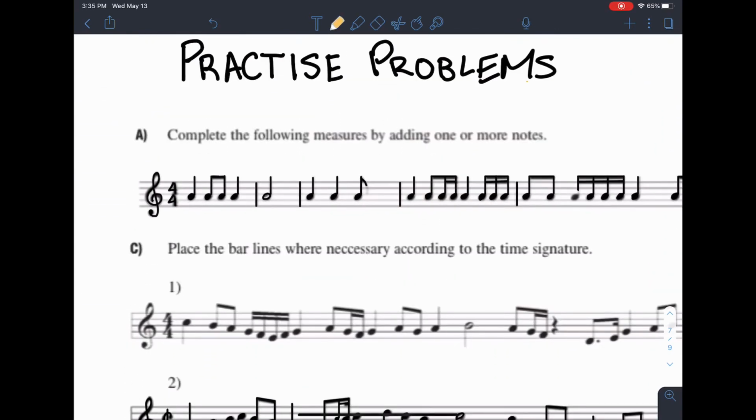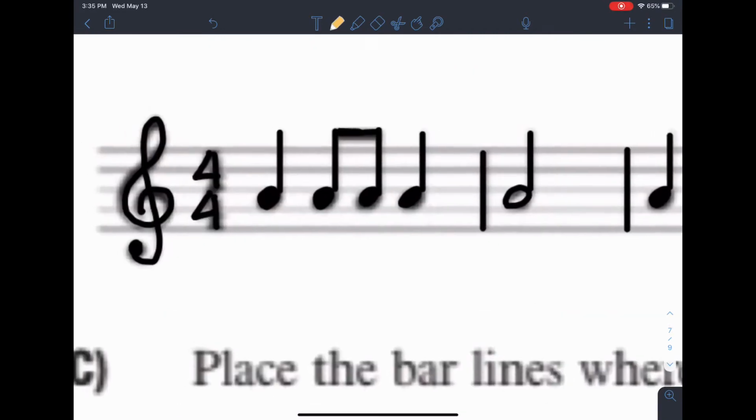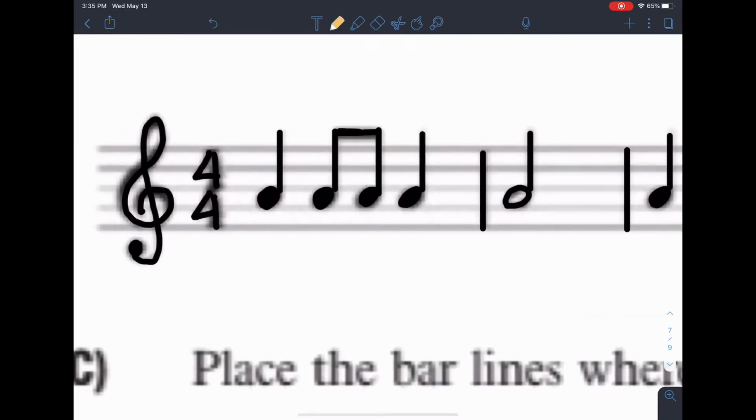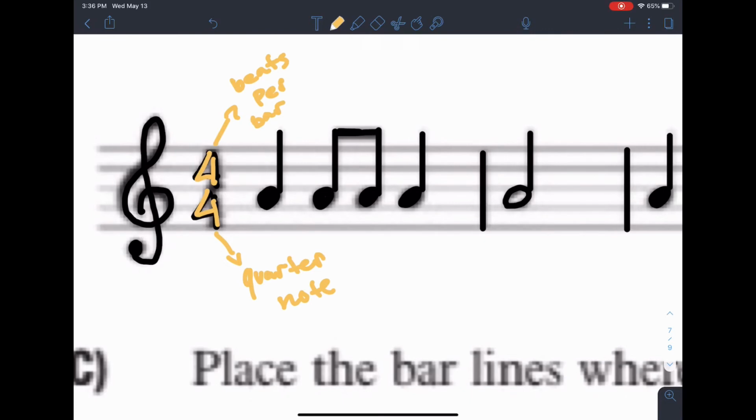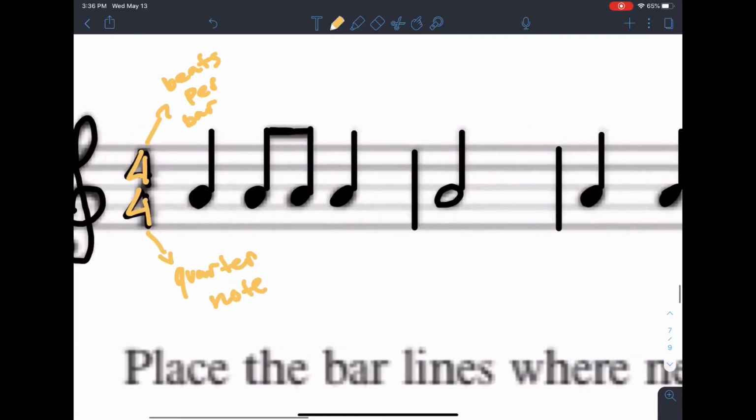Question 1. Complete the following measures by adding 1 or more notes. First things first, let's identify our time signature here. So we have 4/4. 4 meaning beats per bar, right? And then this bottom one meaning quarter note, quarter note, quarter note. That means each bar has to have A, 4 beats, and B, 4 quarter notes, or notes that add up to a quarter note.